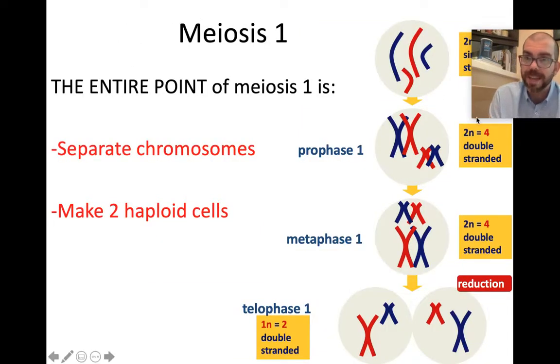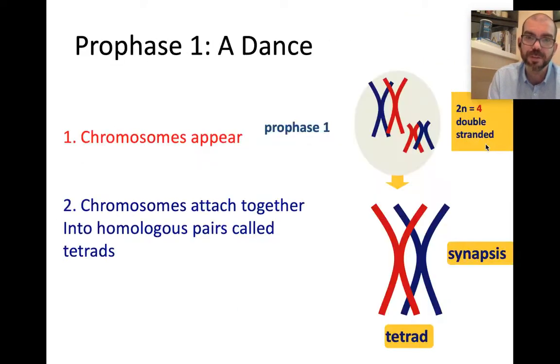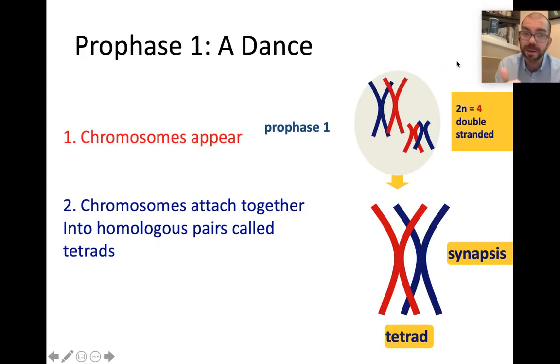So here we go. I want you to remember that the entire point of meiosis 1, the entire point of everything I'm about to show you, is to separate chromosomes and make haploid cells. That's our goal here. How do we go from 46 to 23? So let's go through each phase. Our first phase is prophase 1. In prophase 1, our chromosomes are going to appear and the nucleus is going to dissolve just like before.